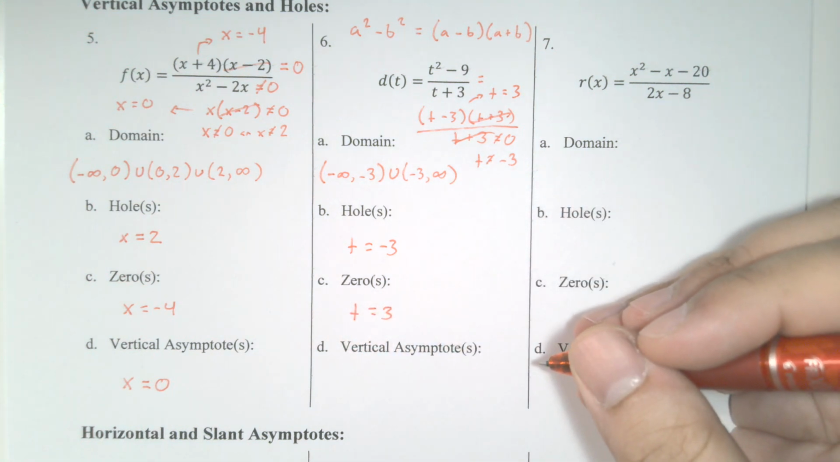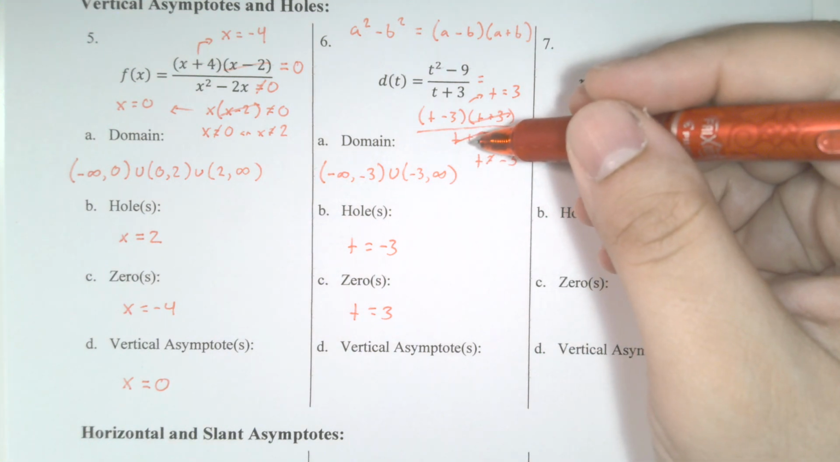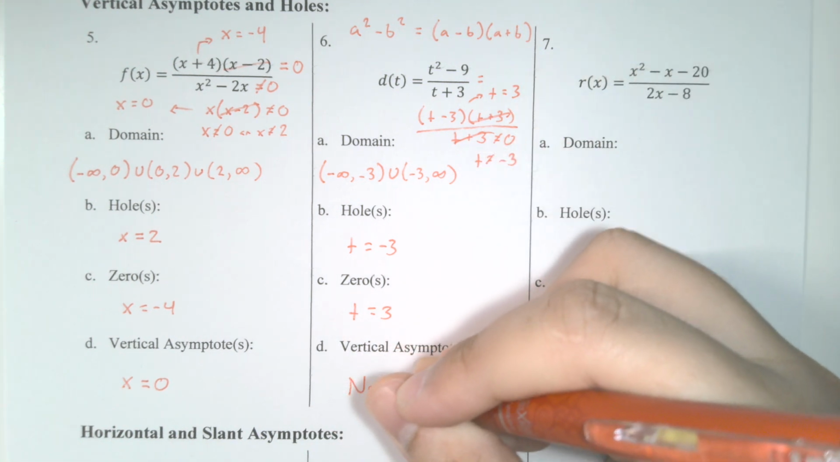And now what about vertical asymptotes? Well, for vertical asymptotes, we don't have any other factors left over in the bottom. So there are none.